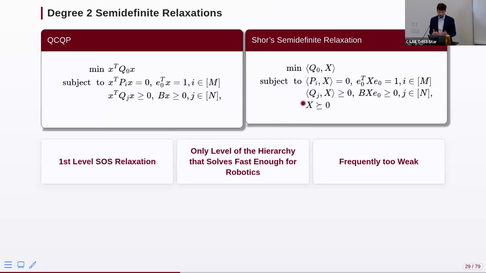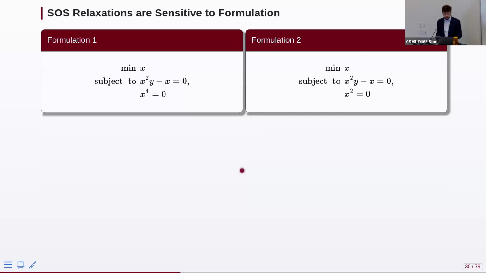What is that extra work going to look like? We could go up in degree. The problem is that is a very blunt hammer. And like I said, this is not going to scale and we're not going to be happy with the solve times. The observation that's been made over and over in the literature in various contexts is that sums of squares relaxations are extremely sensitive to how you wrote down the original polynomial problem.